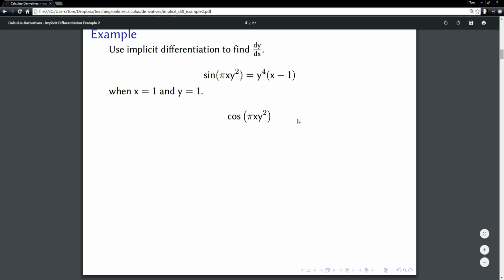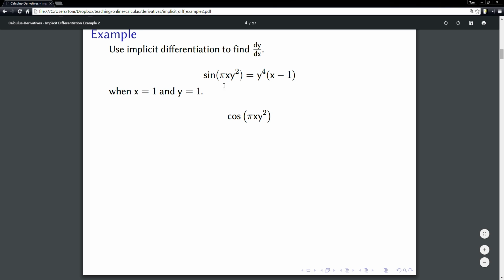Then second part of the chain rule is just leave the inside part alone, right? So just rewrite the pi xy squared inside the derivative of the outside function. So again, we didn't really take the derivative of pi xy squared. We just rewrote it inside there. Okay, and then the third step of the chain rule is to multiply by the derivative of the inside function.